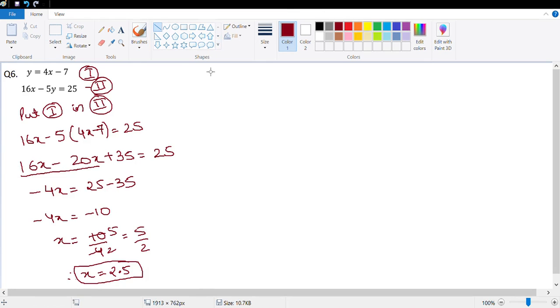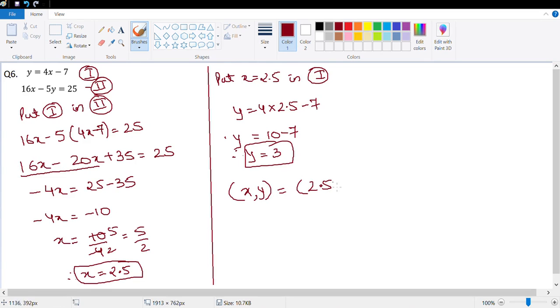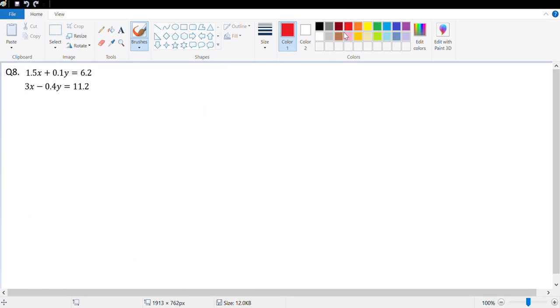Right, now we still need to calculate the value of y. So put x is equal to 2.5 in, let's say, equation 1, and we get y is equal to 4 multiplied with 2.5 minus 7. That's 10 minus 7. Therefore, y is equal to 3. So we've got our solution. Let's represent it in the set form. xy is equal to 2.5 comma 3. Good. The next question. I hope you realize that this chapter and this exercise is very simple. Let's look at the next one.